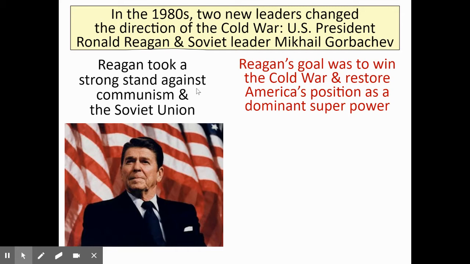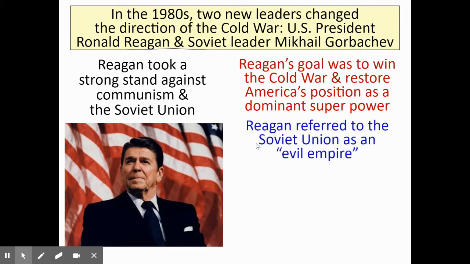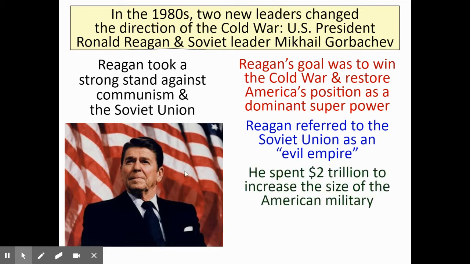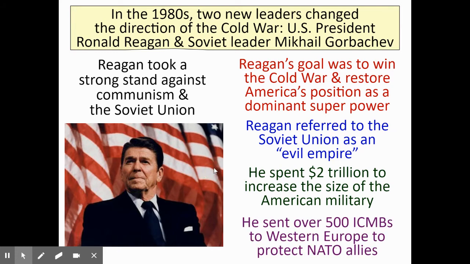We've got Ronald Reagan and Mikhail Gorbachev. Ronald Reagan took a really strong stand against communism, and his goal was to restore America's position as being dominant. How he did this was through an arms race, especially in space. He referred to the Soviet Union as evil and spent $2 trillion to increase the size of the military. This quadrupled the United States debt, and we are still dealing with that debt today.